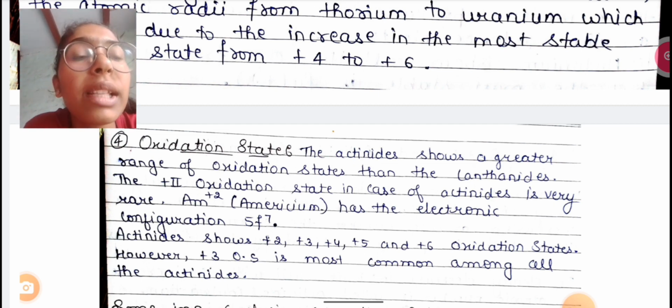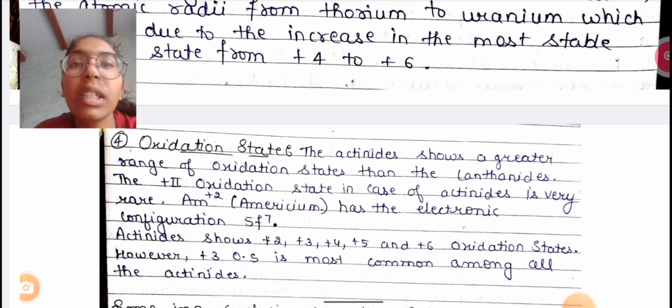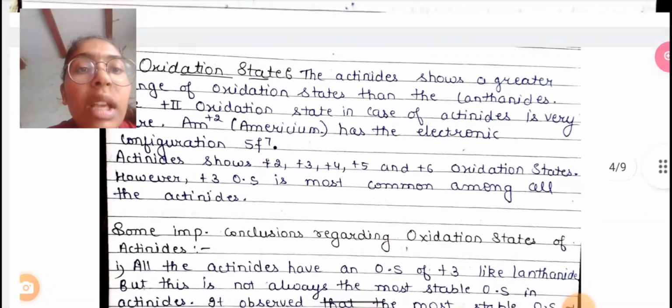The +2 oxidation state in the case of actinides is very rare. Americium 2+ has electronic configuration 5f7. Actinides show oxidation states +2, +3, +4, +5 and +6. However, +3 is the most common oxidation state among all the actinoids.